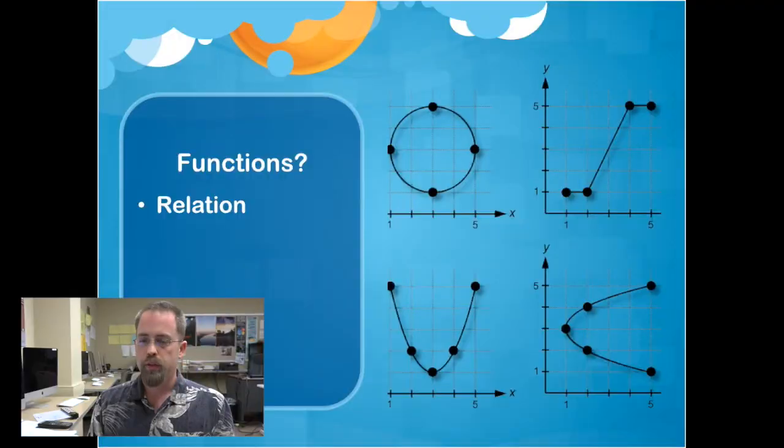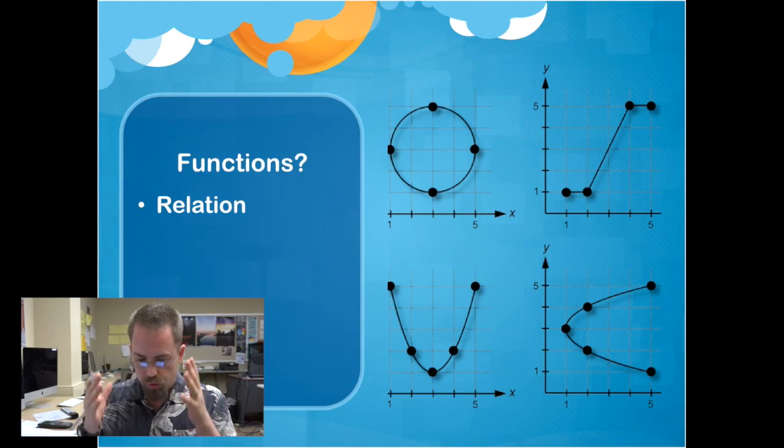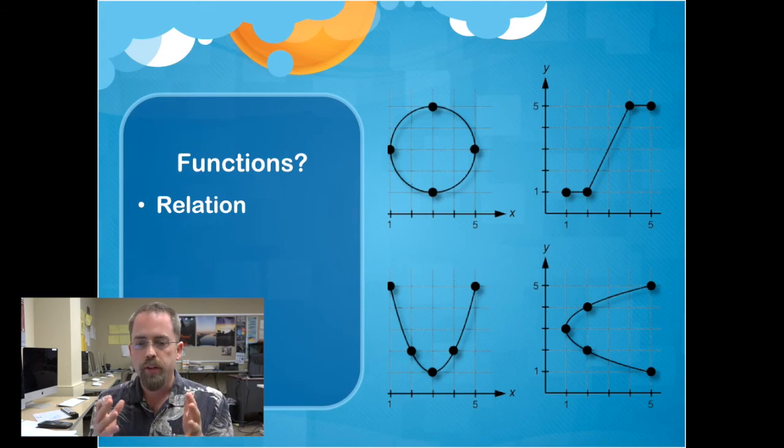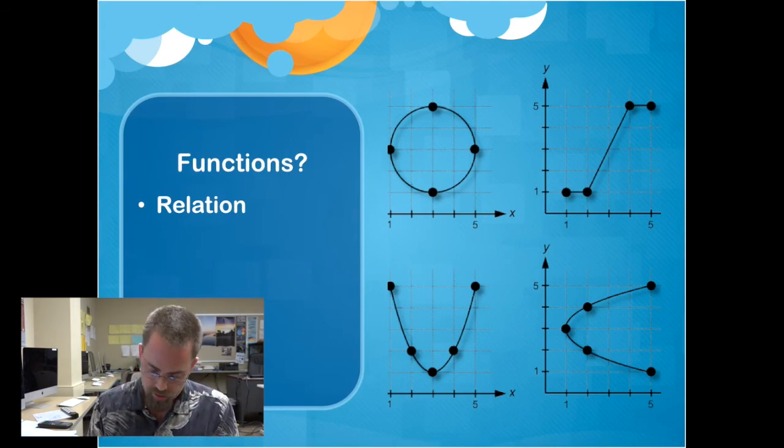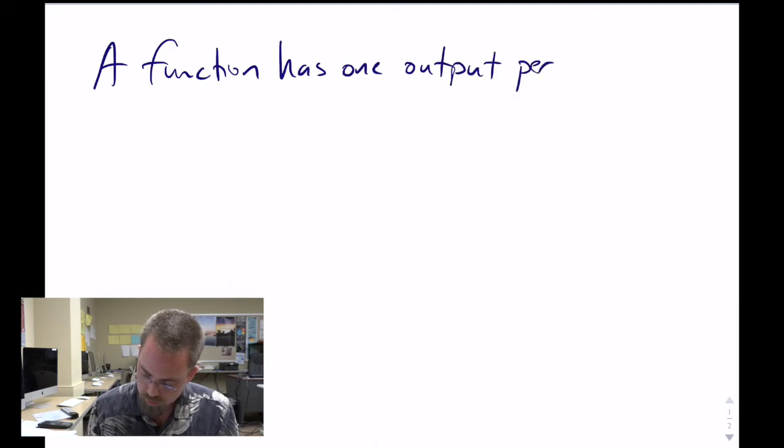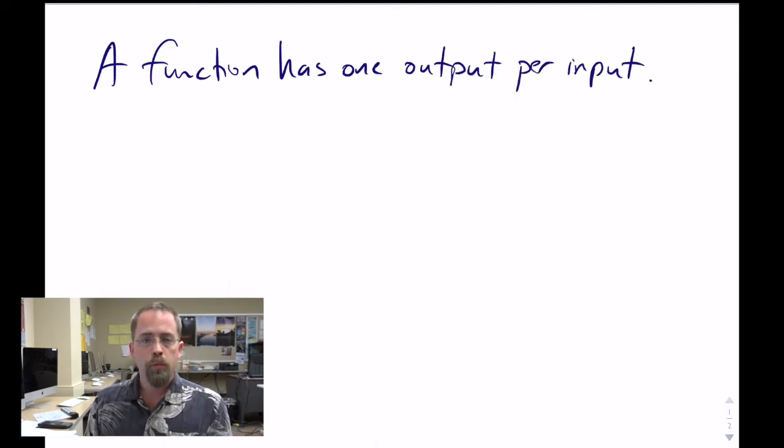A function is something that has only one output per input. That is a fundamental definition that you need to take with you to the test in a few weeks. The fundamental definition of a function, I'm going to write that down: a function has one output per input. Normally, as we think about a graph, that means one y per x.